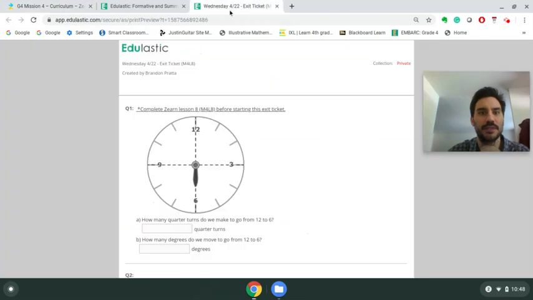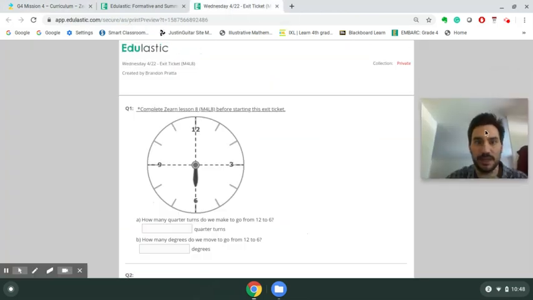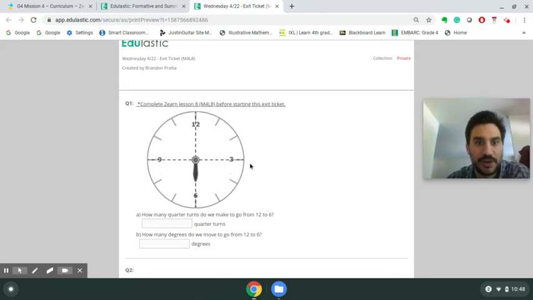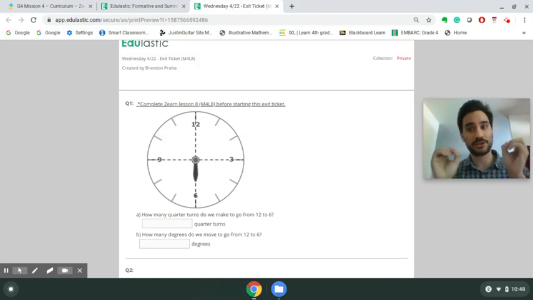All right, my friends, we are on our exit ticket now. Couple questions. Make sure you're doing both parts. Make sure you complete the Zearn lesson before you do this. Remember, even if you get a perfect score on these exit tickets, I'll give you a 0 until you do the lesson. Once you do the lesson, you'll get all your credit back, but a 0 will be in that grade book unless you've done the Zearn lesson and you've done your exit ticket. Make sure you're doing both.